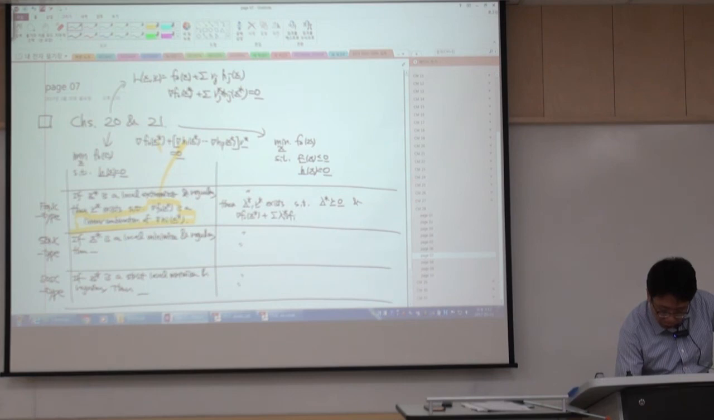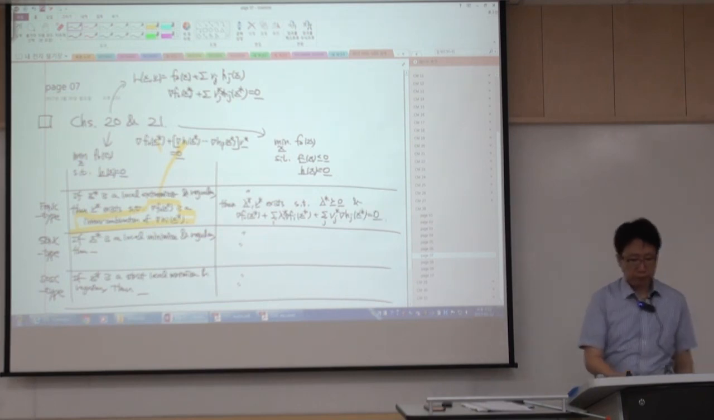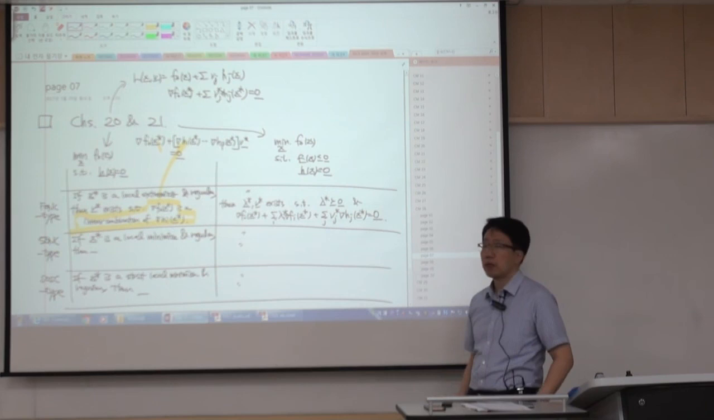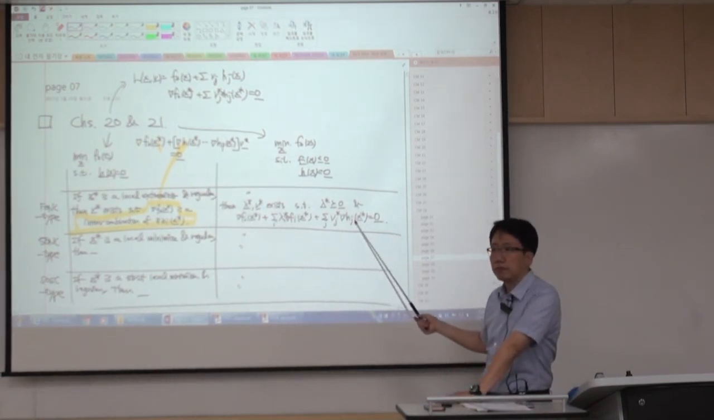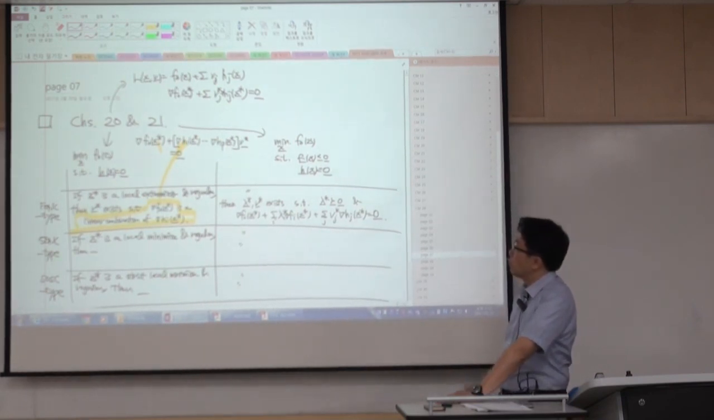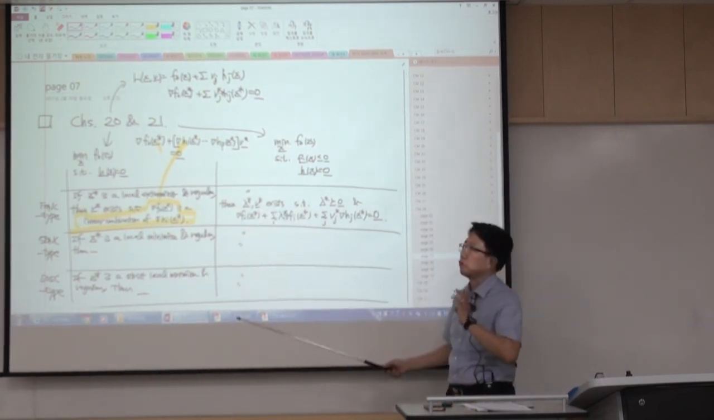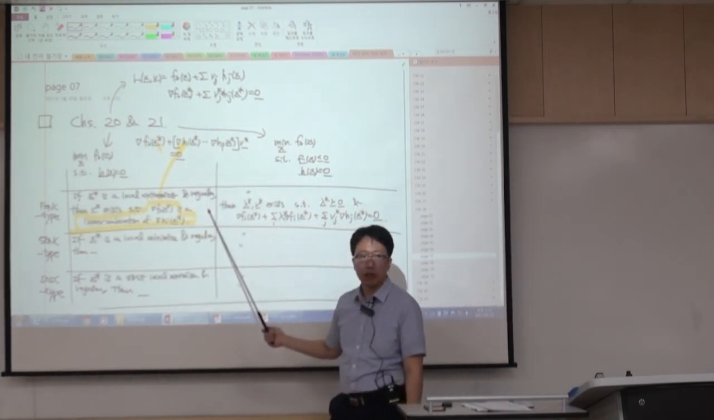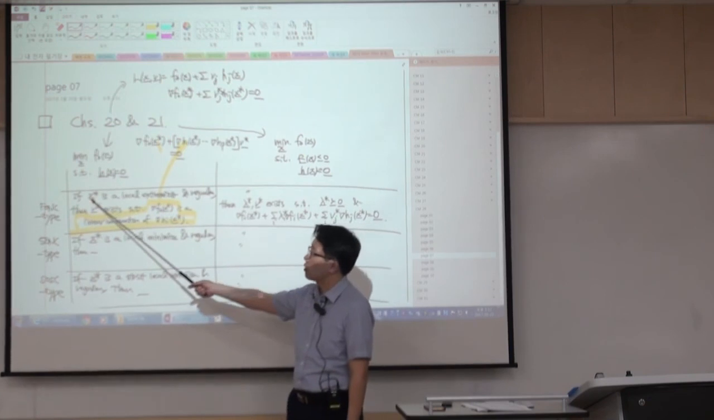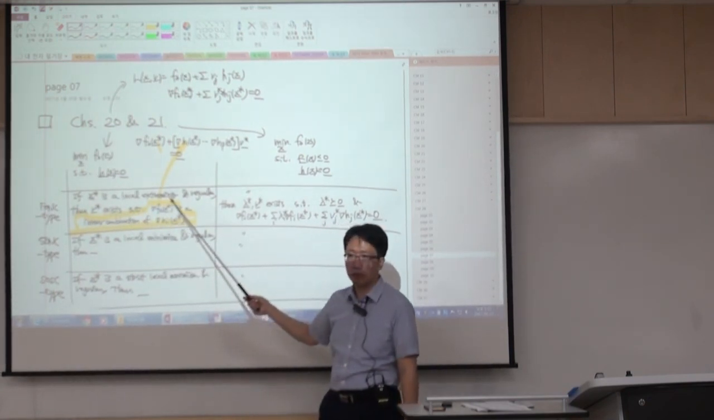Gradient. Got it? So this is another existence theorem. So what's the use of this one? This is a necessary condition for such x star to be a local extremizer.